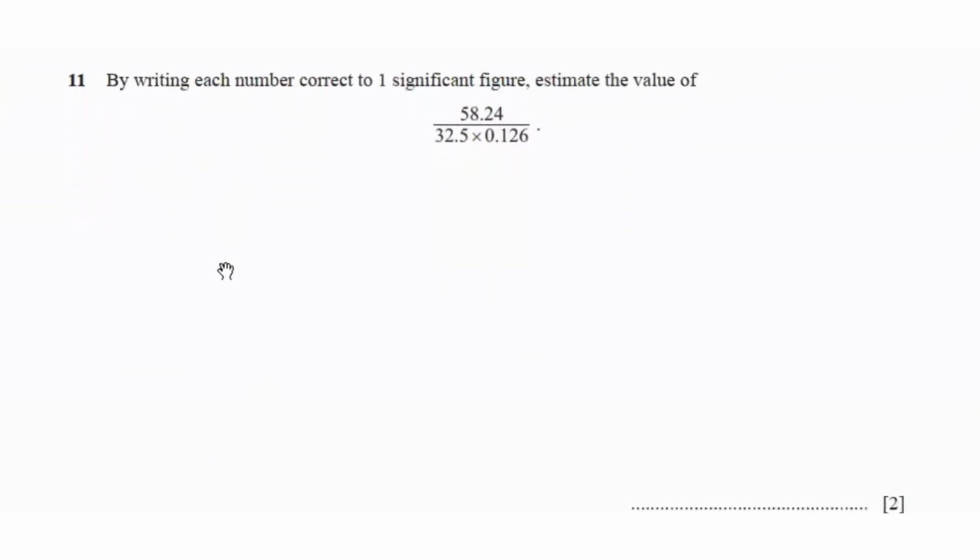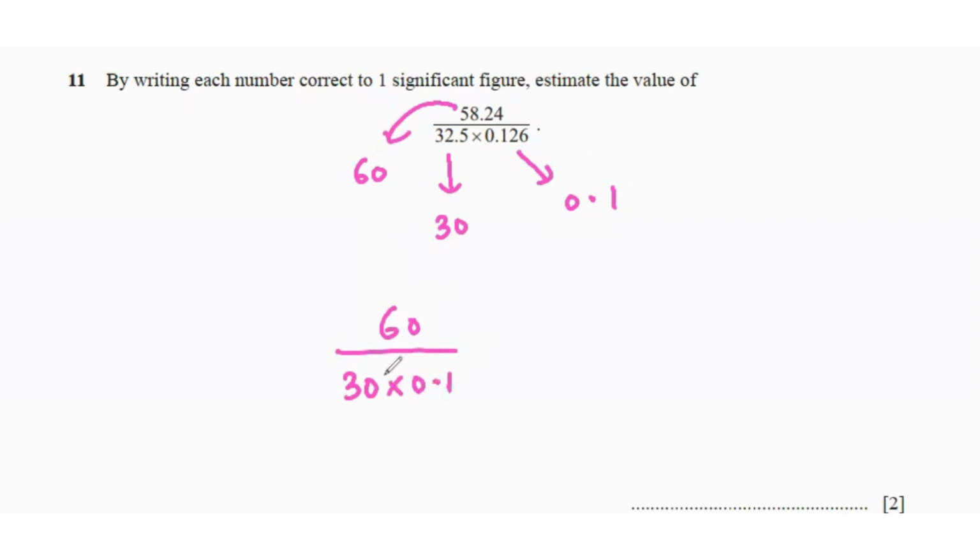By writing each number correct to one significant figure, estimate the value of this. 58.24 in one significant figure is 60. 32.5 is 30. And 0.126 is 0.1. So 60 divided by 30 times 0.1. 30 times 0.1 is going to be 3, and 60 divided by 3 is 20. So that's your answer.